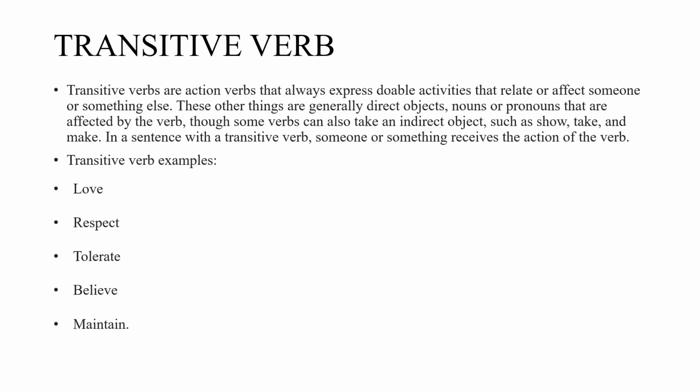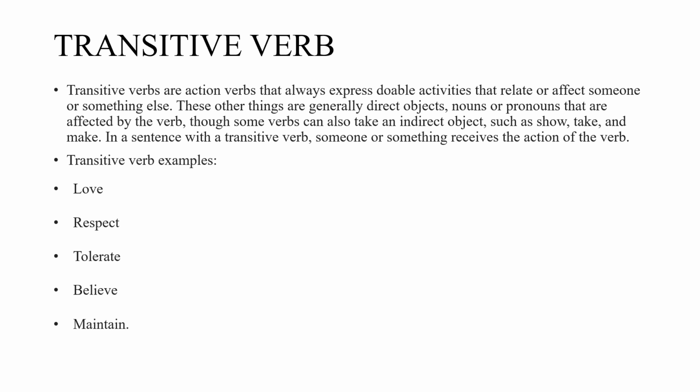Now moving towards transitive verbs. Transitive verbs are action verbs that always express doable activities that relate or affect someone or something else. These other things are generally direct objects, nouns, or pronouns that are affected by the verb, though some verbs can also take an indirect object such as show, take, and make. In a sentence with the transitive verb, someone or something receives the action of the verb.